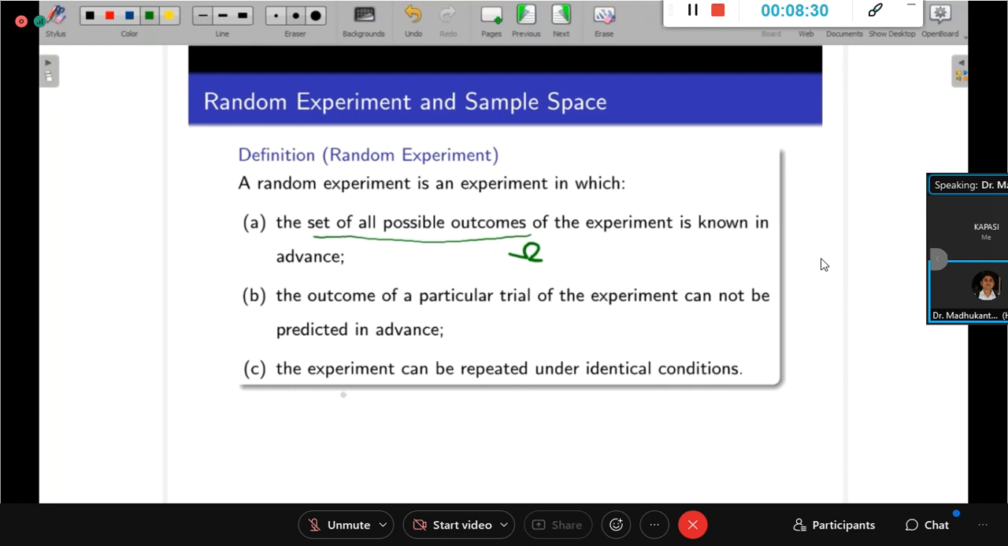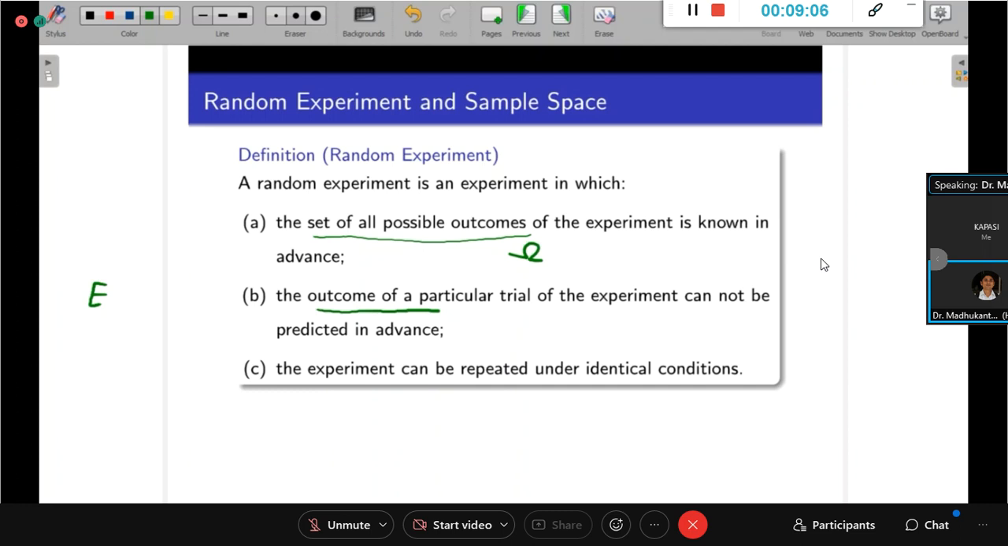Now the second statement says that the outcome of a particular trial of the experiment cannot be predicted in advance. Whatever outcome of a particular trial has happened, something has been drawn. If you write that down in certain words, that is an E, an event. That has happened, so that is an event.